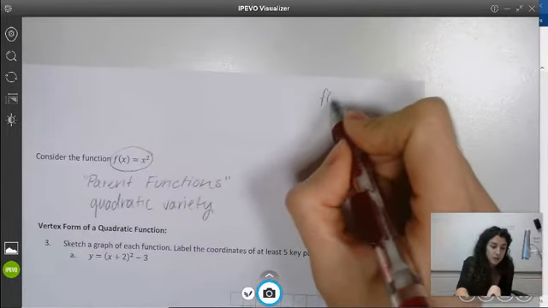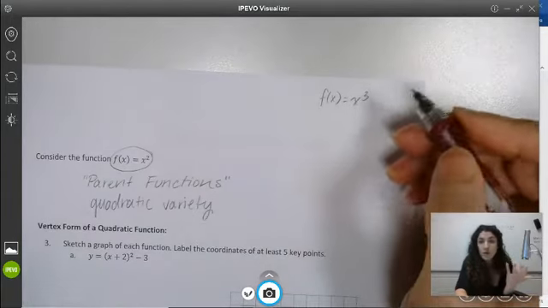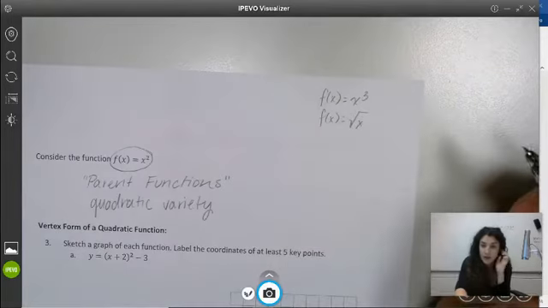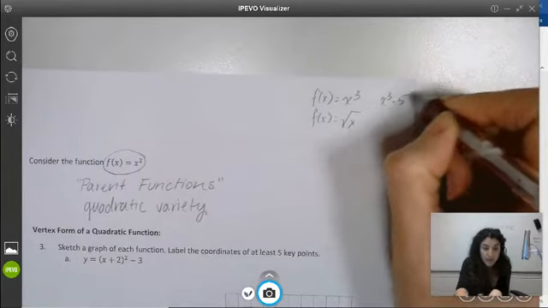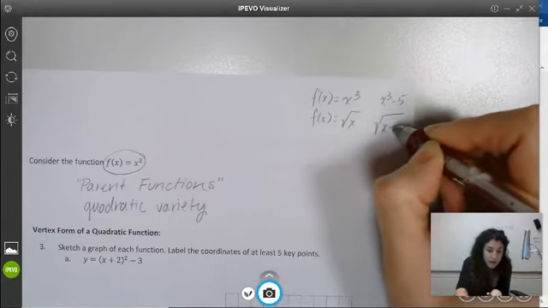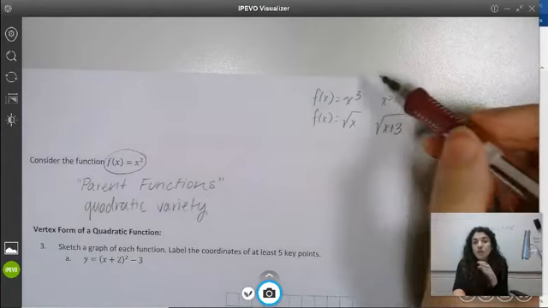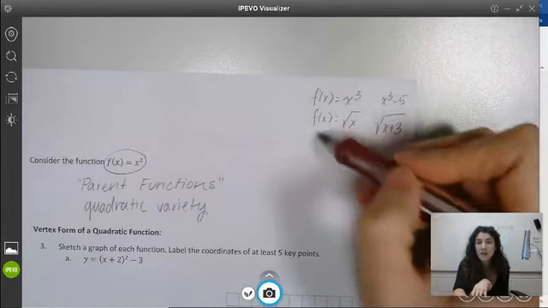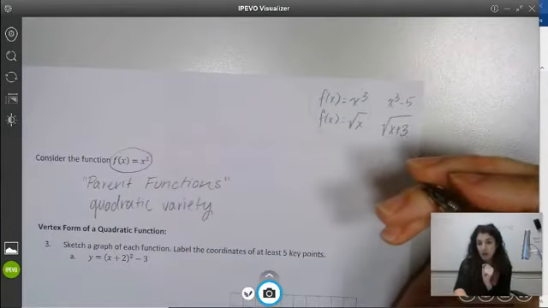The parent for a cubic function would be just x cubed. The parent function for a square root function is just the square root of x. But we know that they could become like x cubed minus 5, or they could be the square root of x plus 3. So they can be all sorts of transformations from our parent function, but we always start with the most bare minimal version of that type of equation.